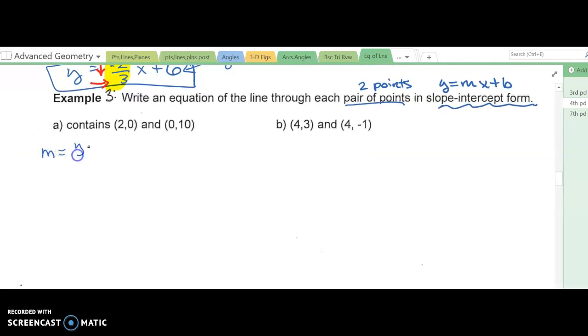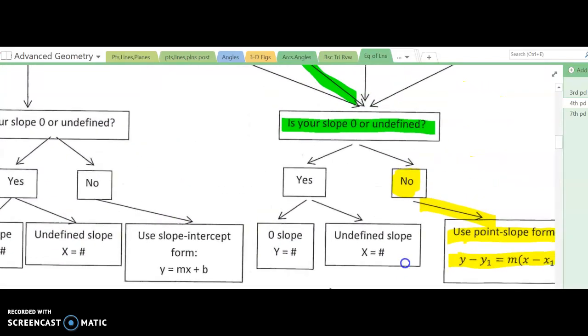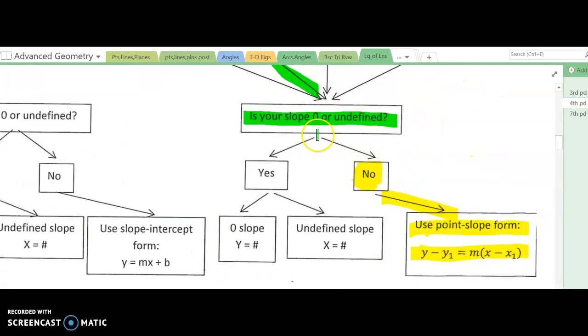We would do y2 minus y1 over x2 minus x1. And then we know that these points are x1, y1, x2, and y2. So this would be 10 minus 0 over 0 minus 2. So that's 10 over 2, which would be a slope of 5. So back to our flow chart, our slope is not 0 or undefined. So back to the no, and we're back to using point slope format.